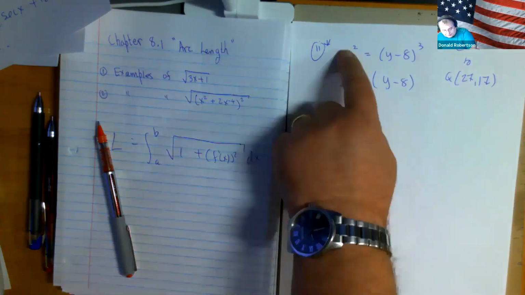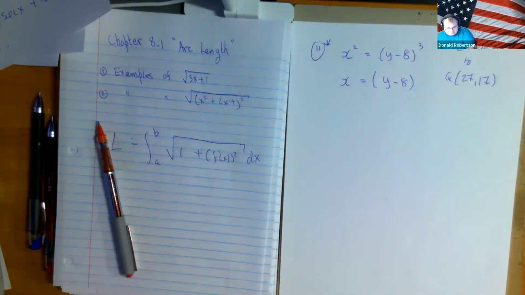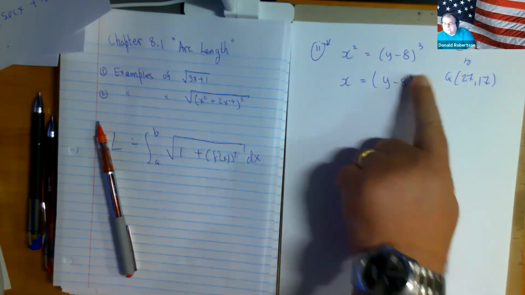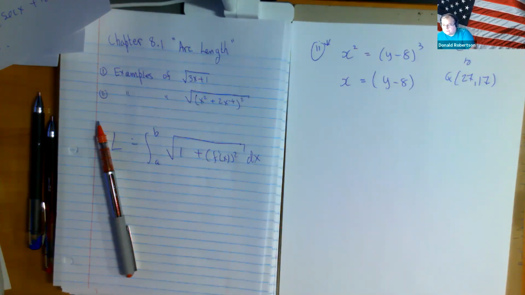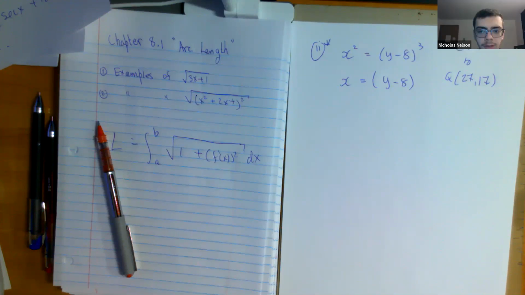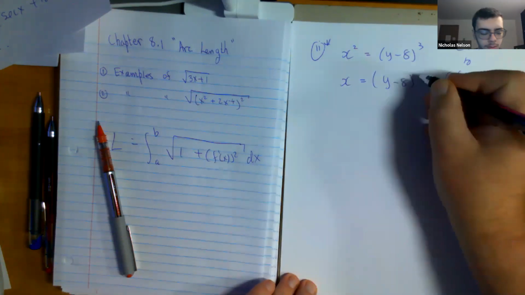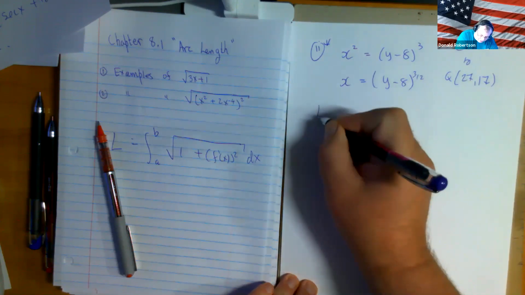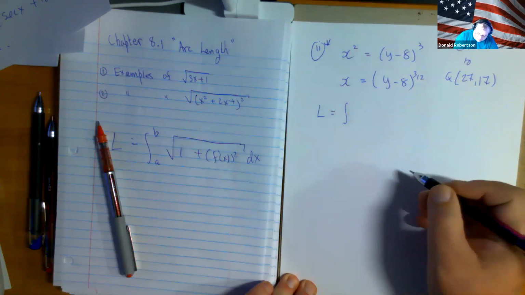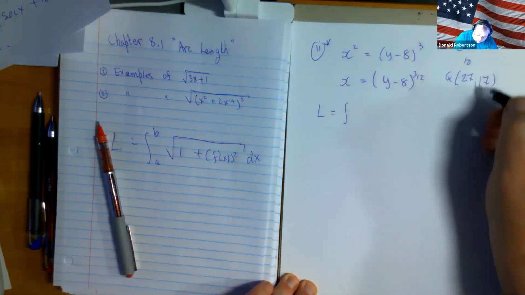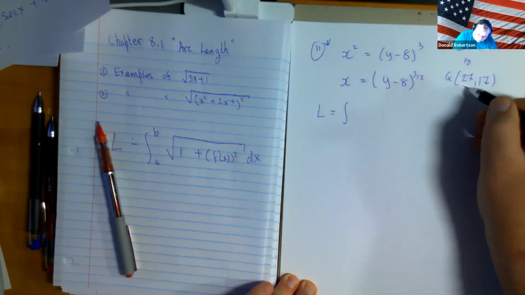If x squared is this, what will x be? What power goes here? X to the 3 halves. Correct. Now I'm going to put the arc length thing in. These two darn guys are the start and finish.